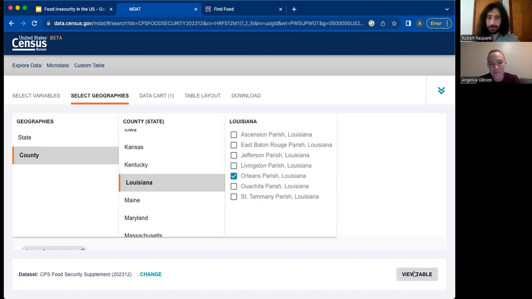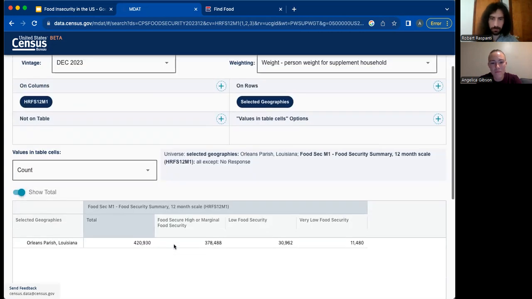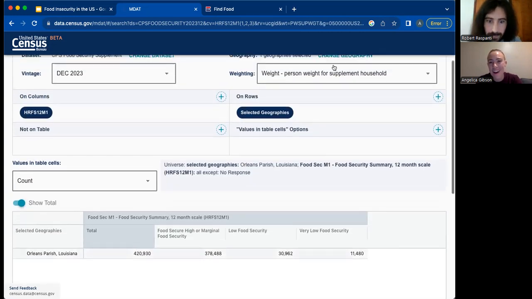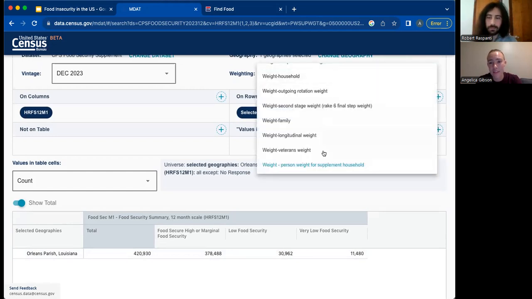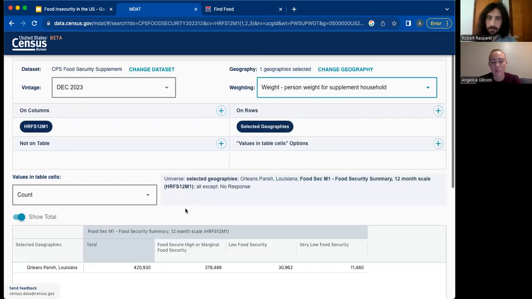Cool. D table. And there you go. There's your New Orleans statistics. Although you can see they changed it back to the household weighting. Oh wait, never mind. Sorry. No, this is person weighting. I was wrong. Sometimes though, when you change things up, it'll throw you back into the household thing. So that's just something to always double check.